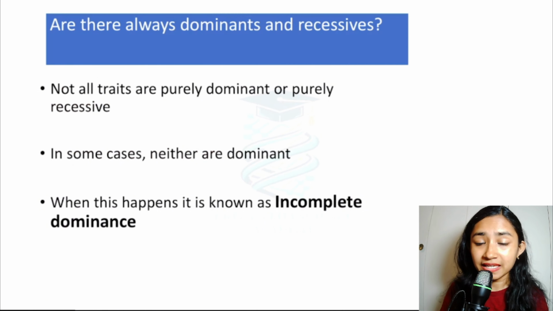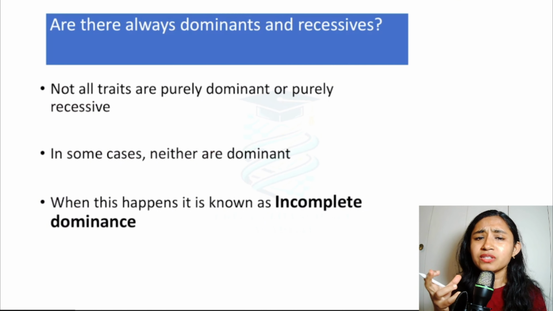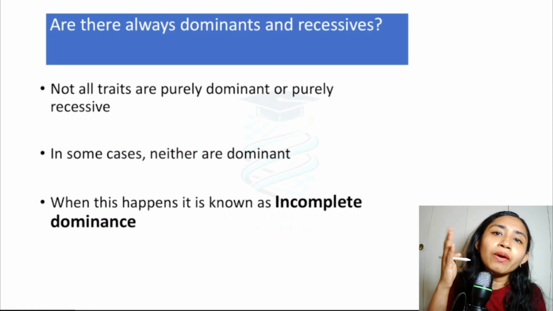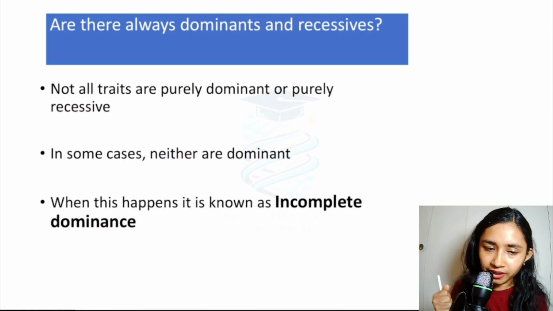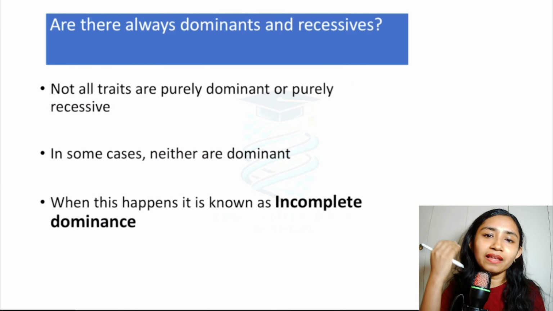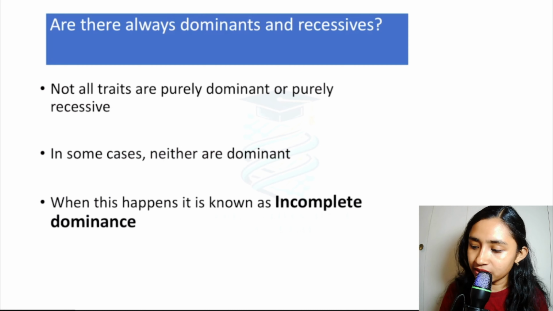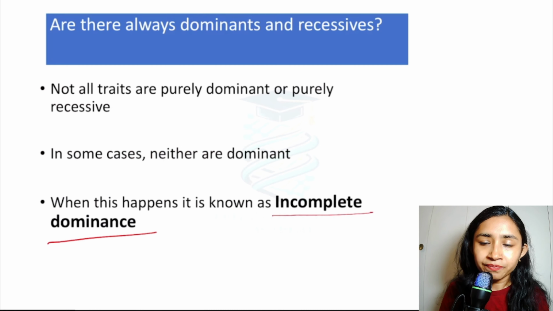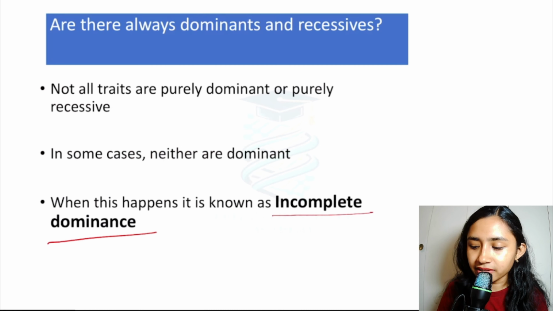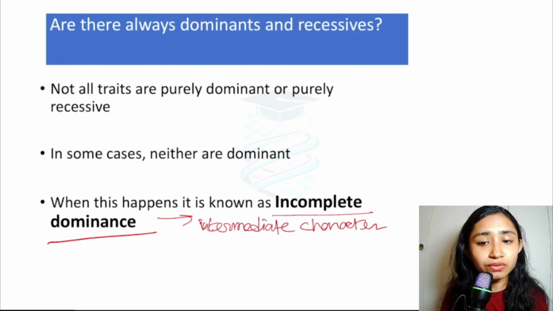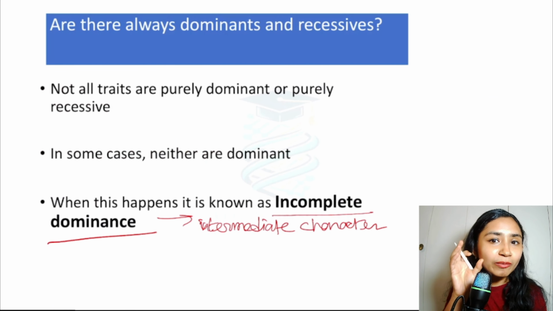Now we have to see, is there any other kinds of phenotypes other than dominance and recessiveness? Not all traits are purely dominant or purely recessive, okay? In some cases, neither they are dominant, neither they are recessive. Now that is known as incomplete dominance, okay? There is an establishment of an intermediate character, a character that is neither dominant nor recessive, in between dominant and recessiveness.